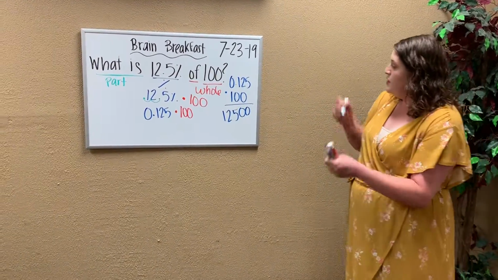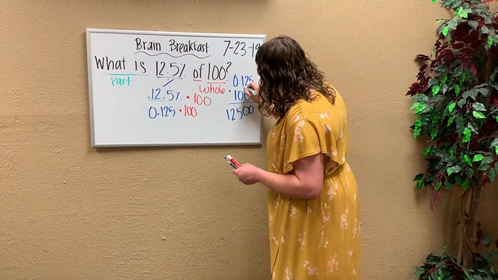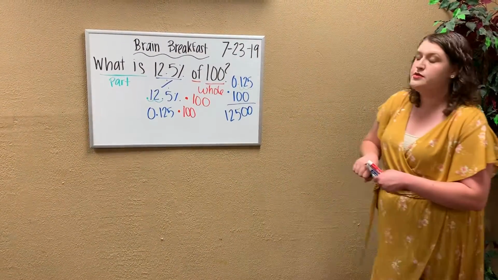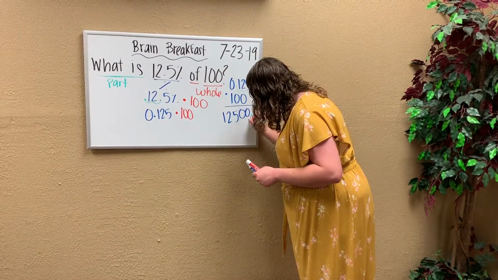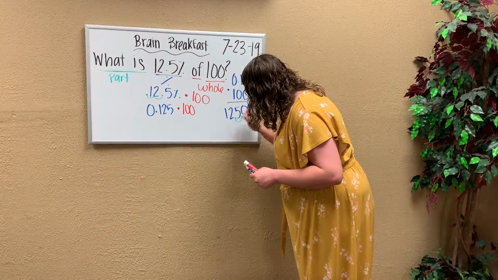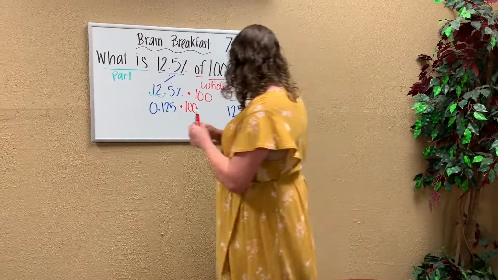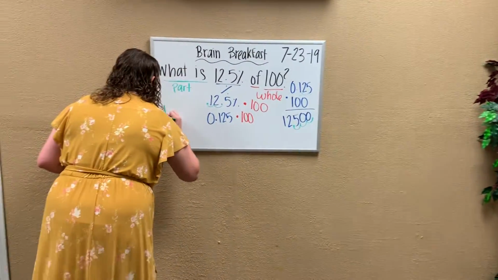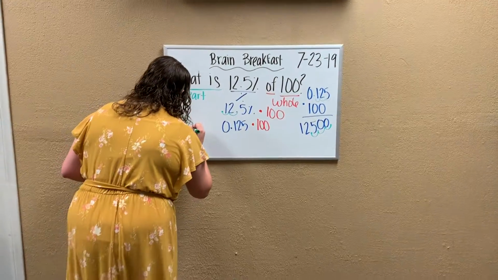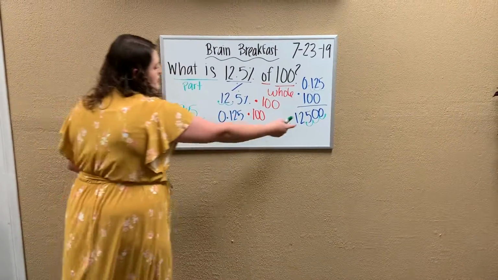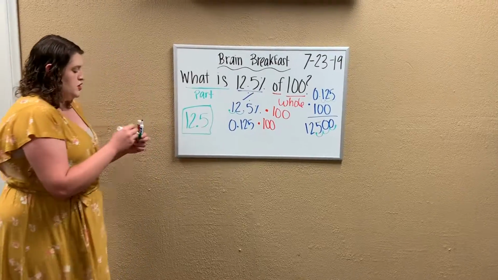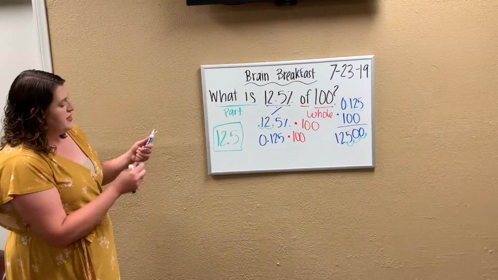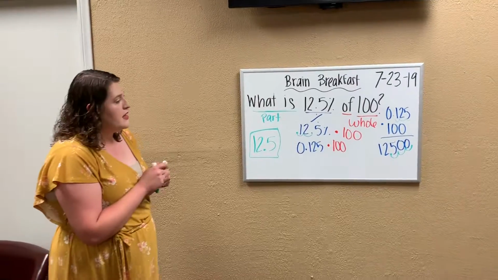I'm not done. Here I have 1, 2, 3 decimal places. So I need to take my decimal point and move it 3 times. 1, 2, 3. So my final answer for my part is actually 12.5. I'm not going to include the extra zeros this time because that would be a little too much. So what is 12.5% of 100? Well, that's just 12.5. Any questions?